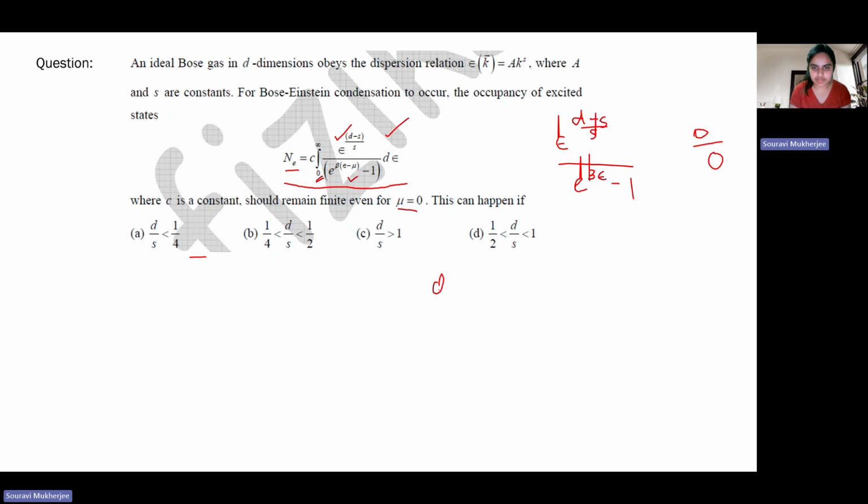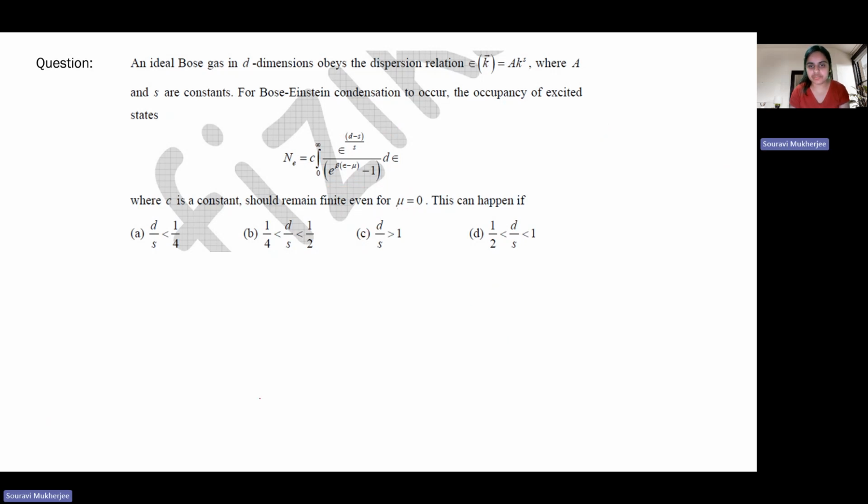If you have a term like d by s minus 1 to be defined, and you do multiple derivatives, you would have a factorial like this. So this will be defined when? This will be defined when d by s is greater than 1, right? This has to be a non-negative quantity. So that is already telling you that the answer here should be C: d by s should be greater than 1.